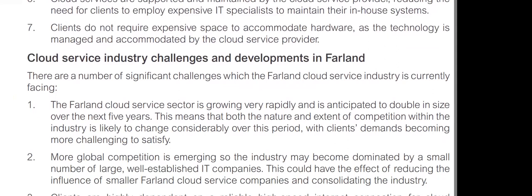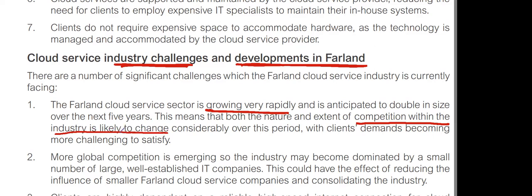Then the industry challenges and the developments in Farland. That is what you need to see. The sector is growing very rapidly, and the competition within the industry is likely to change. Clients' demands are becoming more challenging to satisfy.